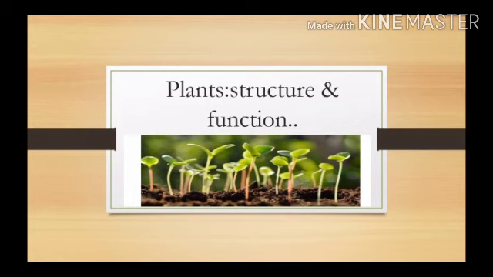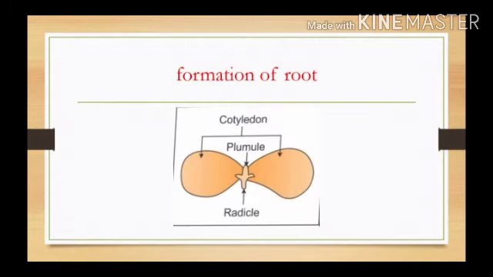Let us now familiarize ourselves with these plant organs in greater detail. First of all, we study about the formation of a root. The part that grows from inside the seed towards the soil is called the radicle, and the part that grows above the soil is called the plumule, as shown in figure. This is the basic character of a root.